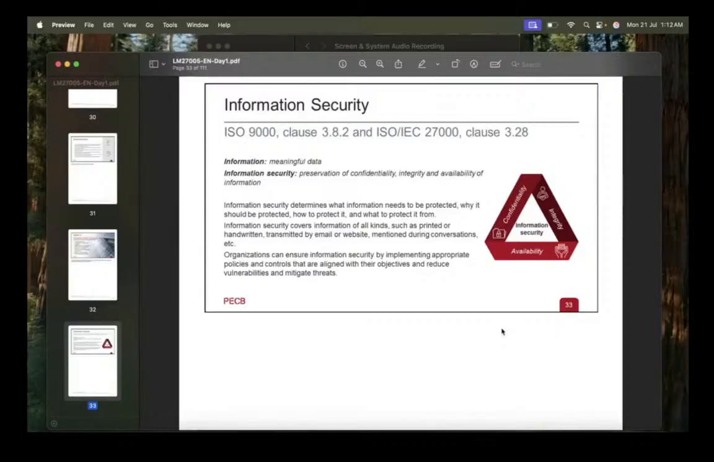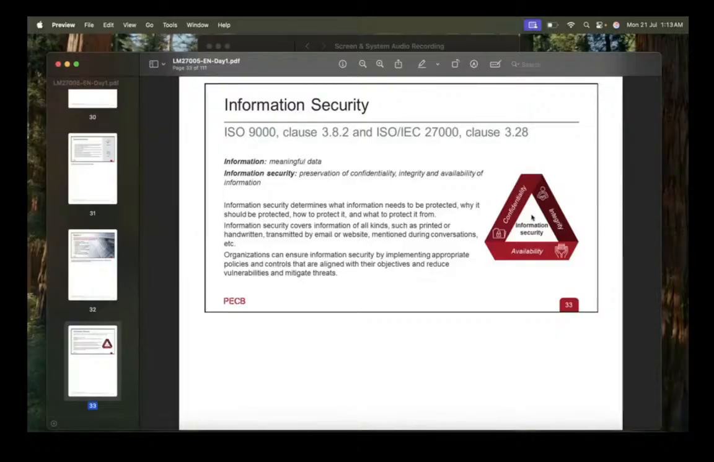So it is not something that is relatable to only any one thing. For example, it is not that only online information needs to be protected. No, it is all kinds of information. Then organizations can definitely ensure information security by implementing appropriate policies and controls that are aligned with their objectives, which reduce the risk and threats.